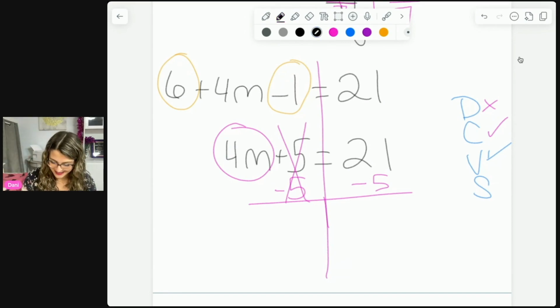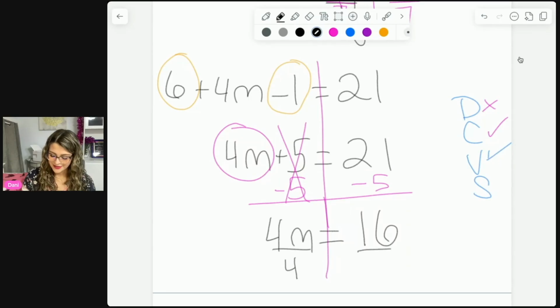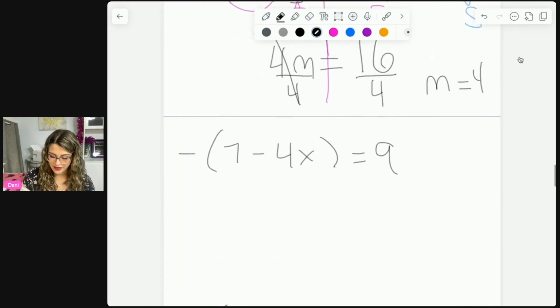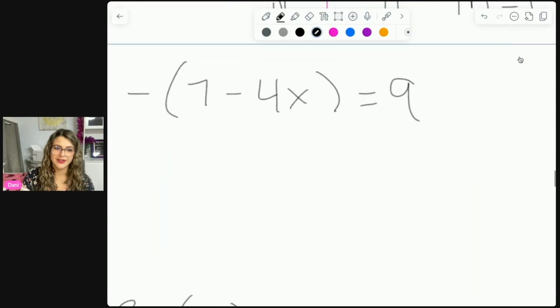Okay. Anyway, so we have 4m equals 16. One last step. How do we get that m alone? Divide by 4. I'm running out of space, so I'm going to write m equals 4 off to the side. So hopefully now maybe we're seeing a little bit of a pattern. We can just get down to that 2-step. Life is so good. Now I'm going to rock your boat a little bit, just a little bit.